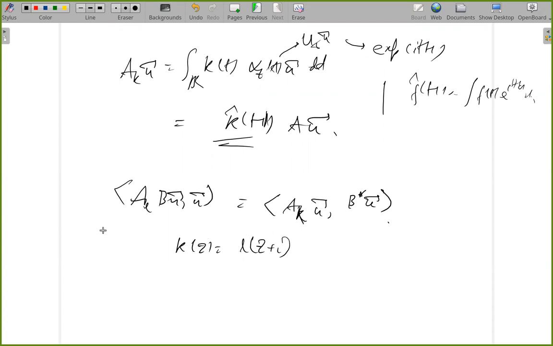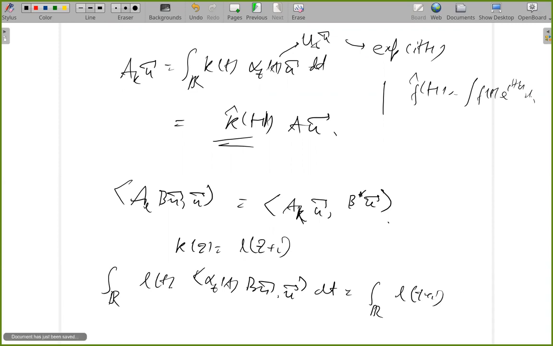So why is that? What we have is the integral over R of L_t of alpha_t of A B u dot u dt is equal to the integral over R of L of t plus i of alpha_t of A B star u dt. This is the thing that we first proved, right? Using that L_t F_t is equal to L_{t+i} F_{t+i}, the integrals are the same. So then from here, is it clear?